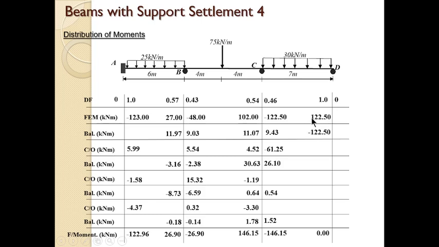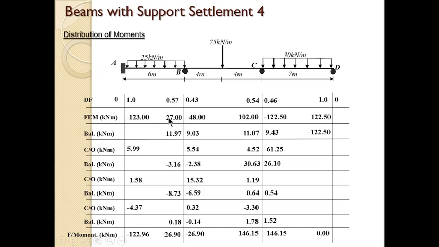So because the fixed end moment is already 122.5, for us to make it 0, to balance it, we introduce a moment of the same magnitude but opposite in sign. This was a clockwise moment, so we introduce an anticlockwise moment of the same magnitude, such that when we do 122.5 minus 122.5, we have 0. And once we do that, we don't carry over any moment to that support. So the next step is just for us to distribute as we have.